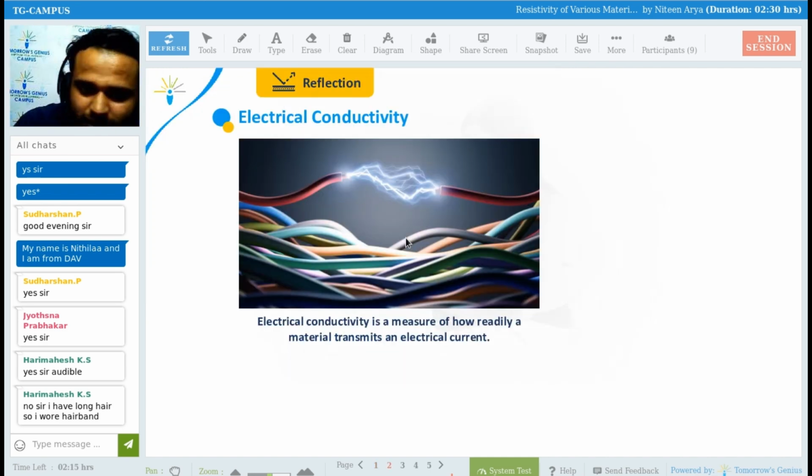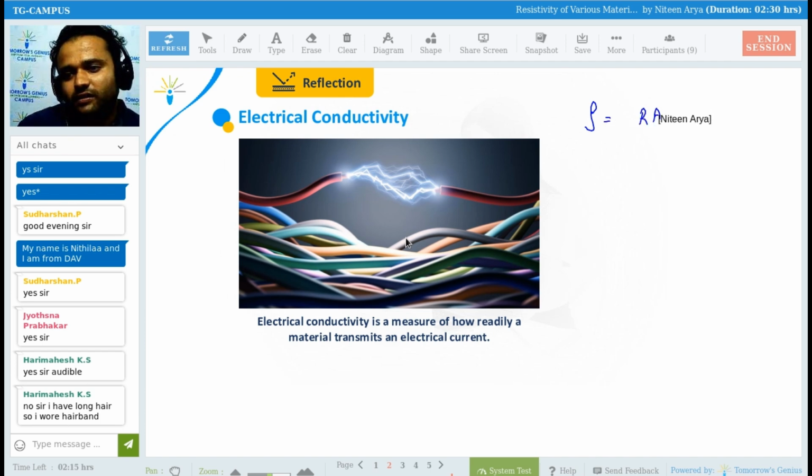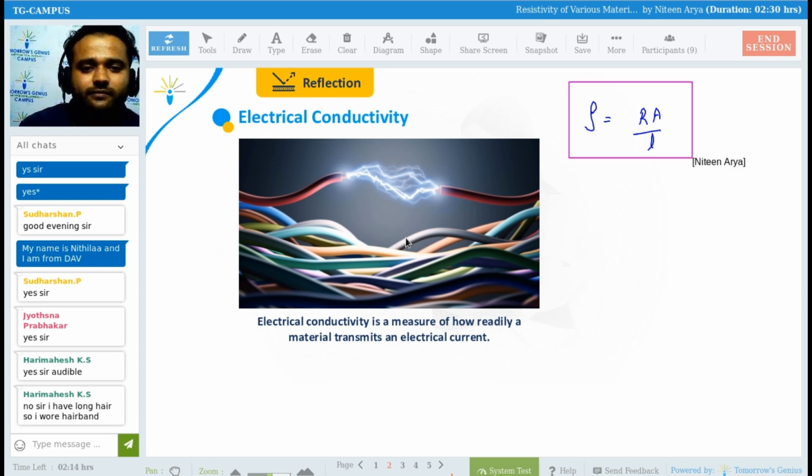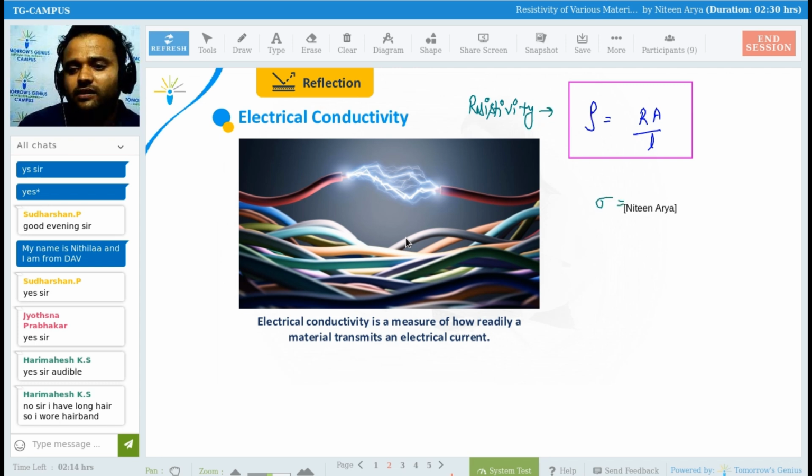So electrical conductivity. As we know, in the previous class we talked about resistivity. So this is your resistivity, R A by L. Conductivity is just the opposite of resistivity. Opposite means inverse. So if I need to find the conductivity, it is the inverse of resistivity.